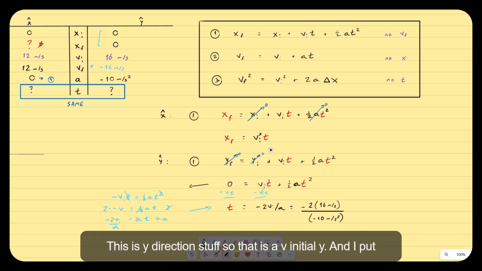This is y direction stuff, so that is a v initial y. And I can put those values in to remind myself, but I'm just working on this far right column. So all of my stuff is staying there, which is helpful. It might be a good thing if you need it to take the x direction equations and stick them over here, and the y direction equations and stick them over here, and just treat the whole problem as separate. I'll try that in the next video.